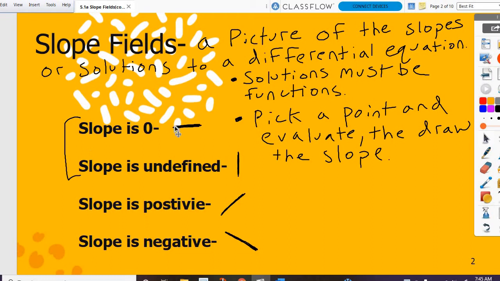If our slope is 0, we have a horizontal line. If our slope is undefined, we have a vertical line. If our slope is positive, we're going to be increasing. If our slope is negative, we're going to be decreasing.